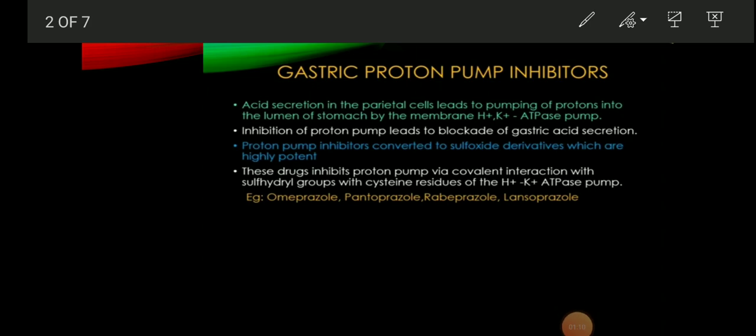Proton pump inhibitors convert into sulfoxide derivatives, which are highly potent. These convert in the gastrointestinal system into sulfoxide derivatives, so these are highly potent drugs. Some examples of gastric proton pump inhibitors are OMEPRAZOLE, PANTOPRAZOLE, RABEPRAZOLE, LANSOPRAZOLE.